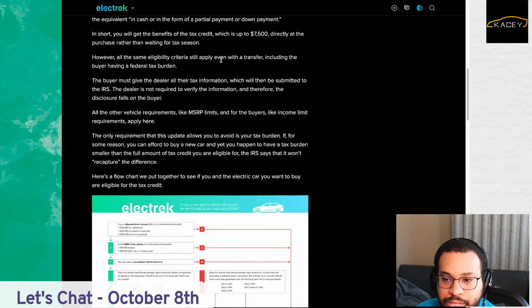However, all the same eligibility criteria apply even with a transfer, including the buyer having a federal tax burden. So if you are on a fixed income or you get your retirement from the government, you might not qualify because you don't owe $7,500 in taxes, which means that you can nullify whatever you do owe, if anything, and that's it. It's not a refundable tax credit, so you won't get a check back from the dealer or the IRS.